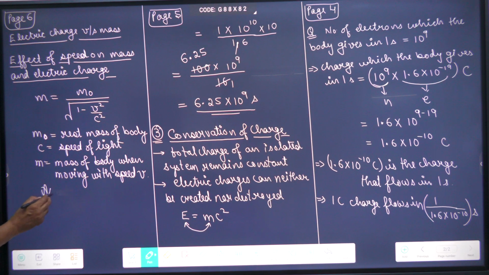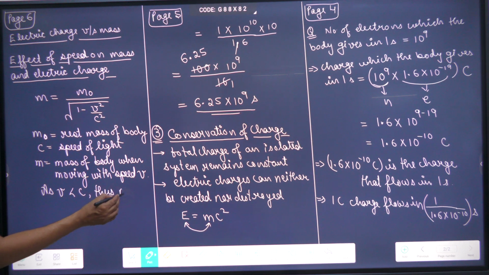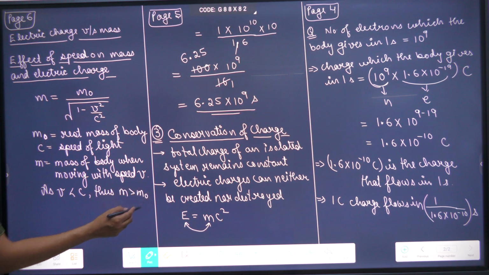As v is less than c, thus m is greater than m naught. I will explain these 2 points.